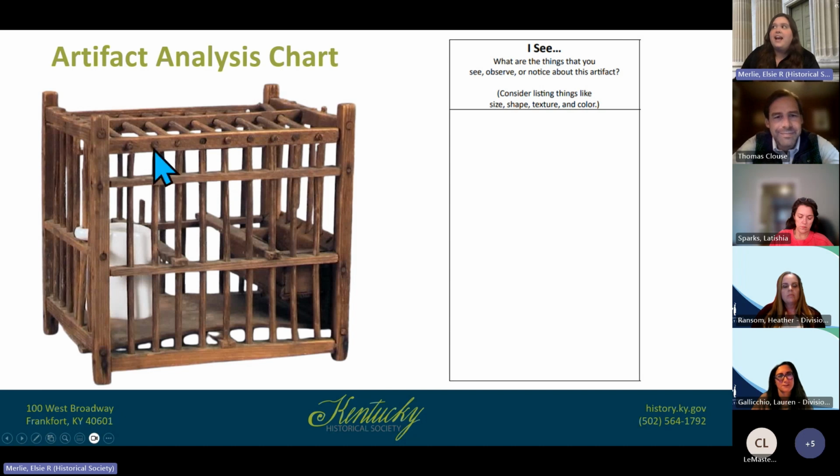All right, so we have the I see section. So what are things that you see, observe, or notice about this artifact? Paying special attention and considering the size, the shape, the texture, and the color. Feel free to unmute yourself, share out, whatever you're comfortable sharing.